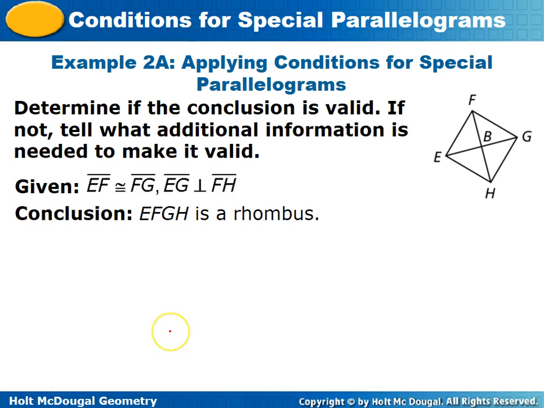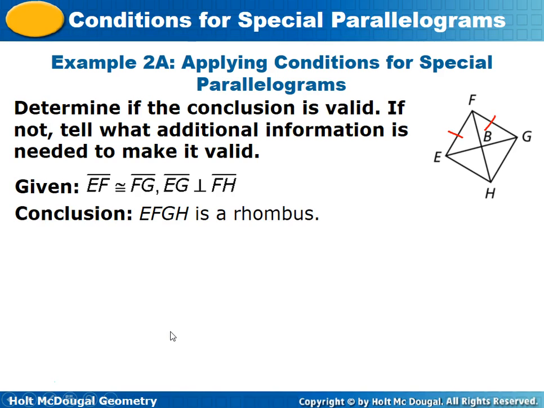So right here, example 2a says, applying the conditions for a special parallelogram. Determine if the conclusion is valid, and if not, tell what additional information is needed to make it valid. So we're going to go ahead and mark what's given to us here. It says EF is congruent with FG. Well, that's certainly not enough to tell me anything, because that's just two sides. A pair of consecutive sides, yes, but just two sides.